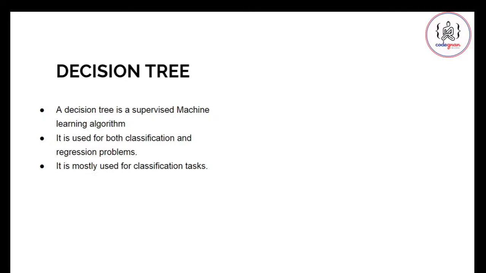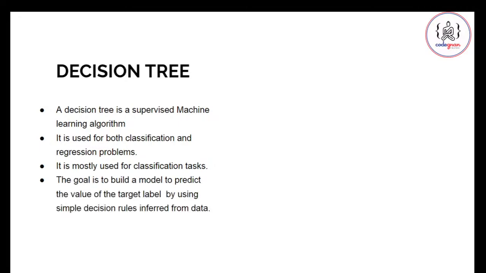It is mostly used for classification tasks. You can use it for regression, but most of the applications of decision tree are based on classification. The goal of the decision tree is to build a model to predict the value of the target label, that is our class here, by inferring simple decision rules from our data.